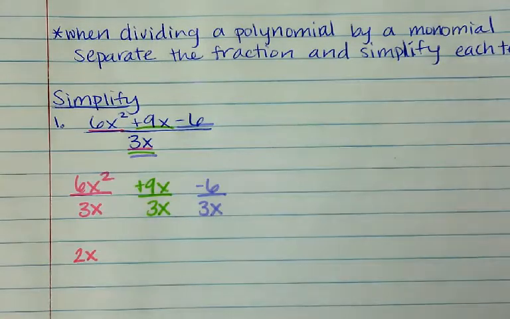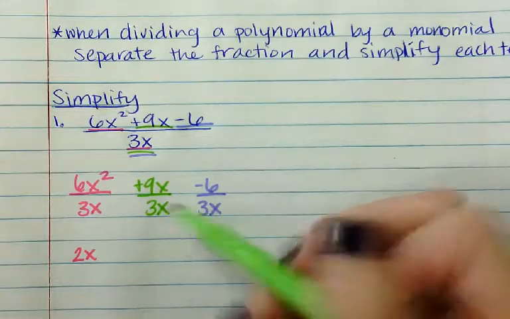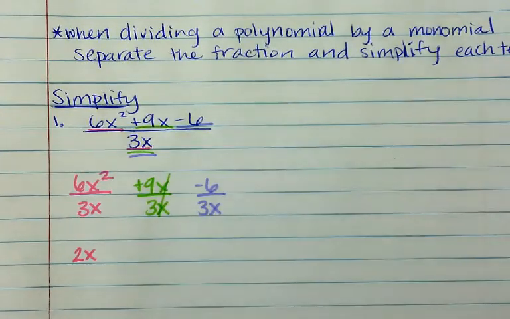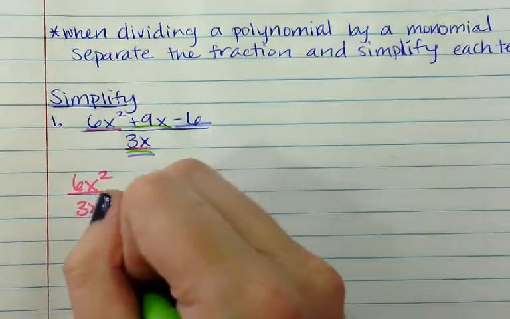And then 9x over 3x. Well, guys, this is beautiful. What's going to happen to those x's? They're just going to cancel. And 9 divided by 3 is just 3.